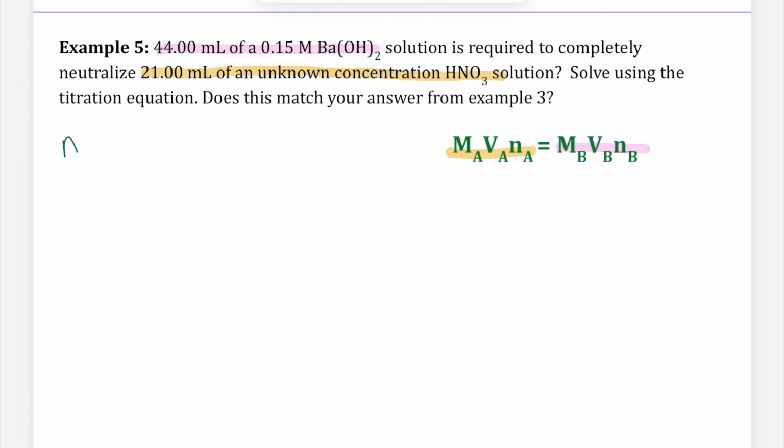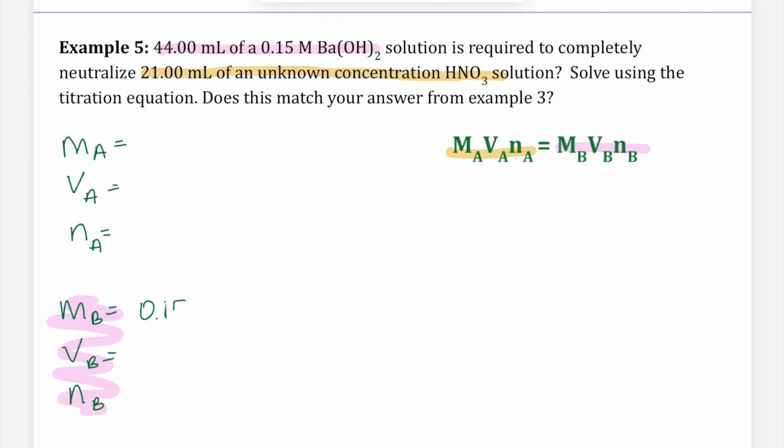Organizing my information, I'm going to just say, okay, here's my molarity of my acid, volume of my acid, and then Na, how many moles of H's do I have in that? And then my Mb, Vb, and then Nb. So looking at these 44 milliliters of 0.15 molar barium hydroxide, that's going to be these values here. We've got a concentration of 0.15 molar. My volume, 1, 2, 3, 0.044 liters. Nb, this has 2 OH's, and so that Nb is 2.